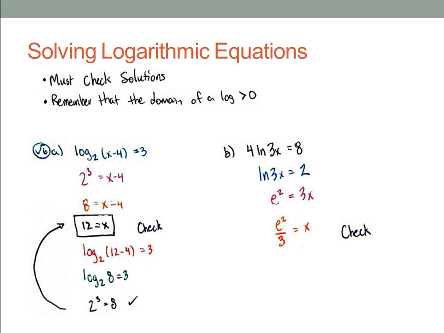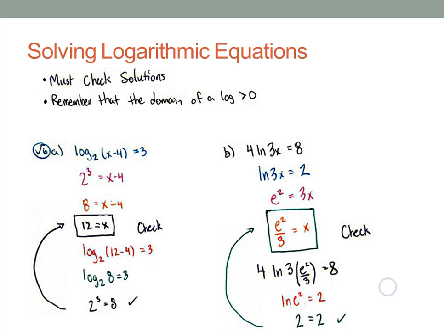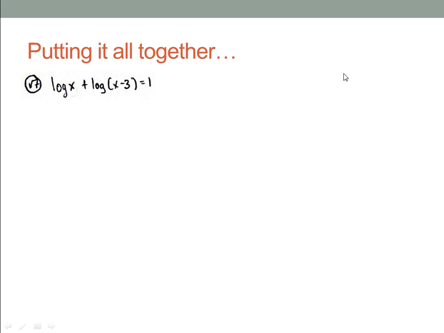Gotta check. So we're going to plug it back into the original equation up here. So instead of 3 times x, we have 3 times our proposed solution. When I multiply, these are going to cancel. I've divided both sides by 4. So the ln of e squared is equal to 2. Well, ln of e to an exponent is just that exponent. So yes, 2 does equal 2. This checks. Boom! e squared over 3 does equal x. All right, some powerful stuff happening here with solving logarithmic equations. Remember, we need to check our solutions. So let's put it all together.